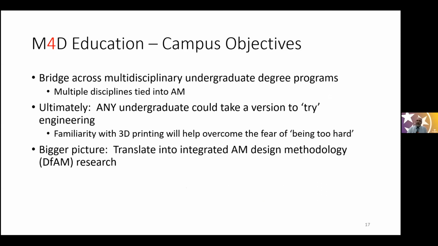There could be campus objectives too for this type of class. You could bridge across multiple multidisciplinary programs, multiple engineering disciplines certainly, and tie it into additive manufacturing. Ultimately, any undergraduate could take this version to try out. If we made it at the freshman level, we'd have to scale it back in terms of the knowledge level required, but it could be an introductory course. I don't know the terminology used at the university yet, but sort of an open elective.